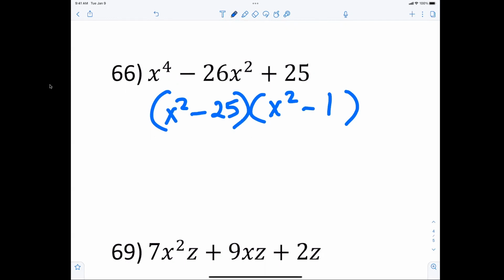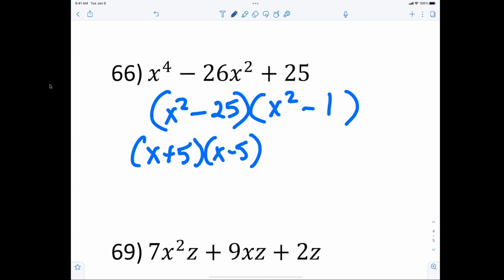Now you're supposed to recognize, well, x squared minus 25 can be factored to what? X plus 5, x minus 5. What about x squared minus 1? X plus 1, x minus 1.